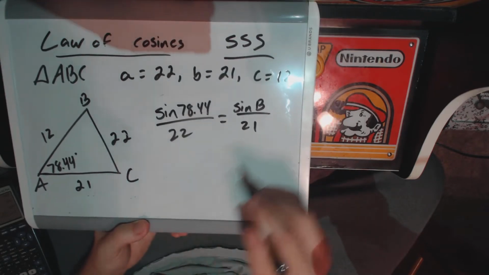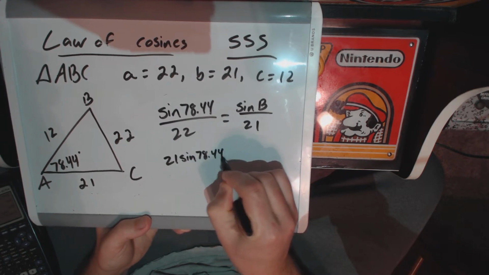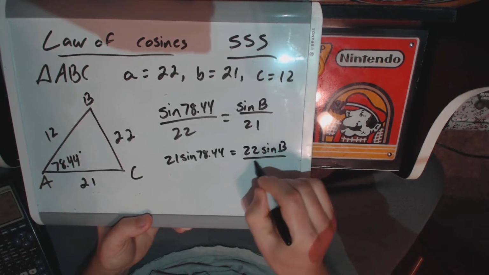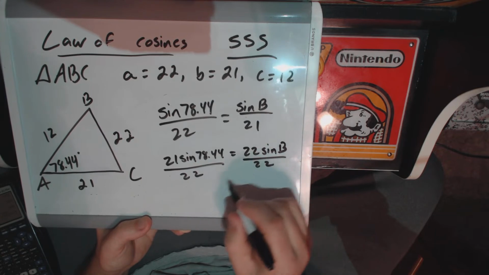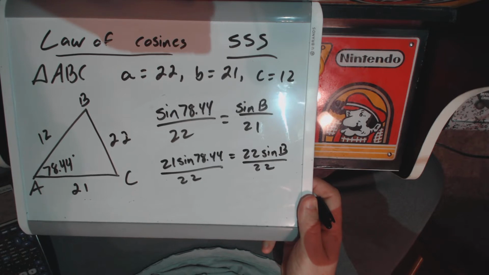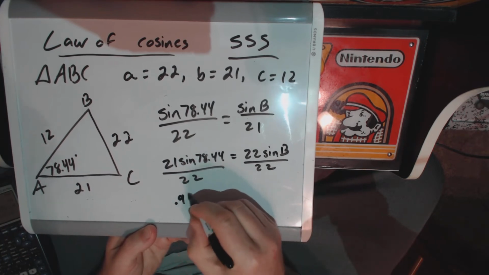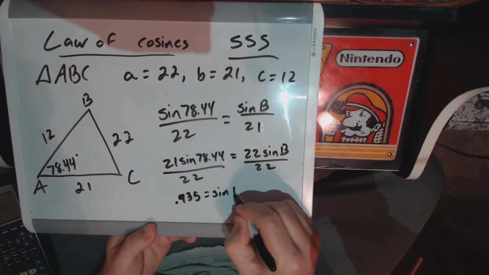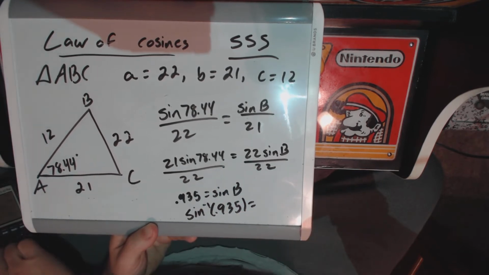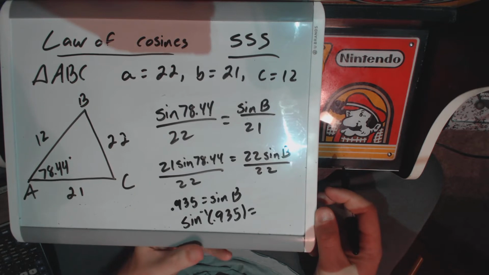So all you have to do is multiply. So you say 21 times this. You say 21 sine 78.44 equals 22 sine B, right? You divide by 22. And basically, you find out what this is. So if I say 21 sine 78.44 divided by 22, this is about 0.935, right, equals sine B. All we have to do is take the inverse sine of that. So if I do inverse sine of that answer, I'm getting 69.26 about.